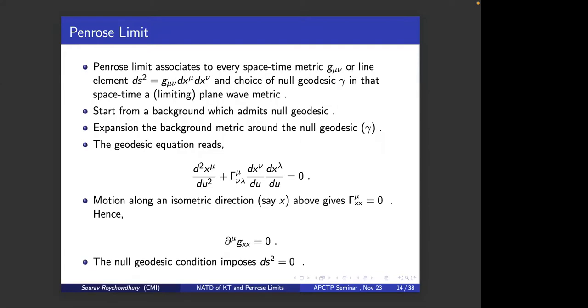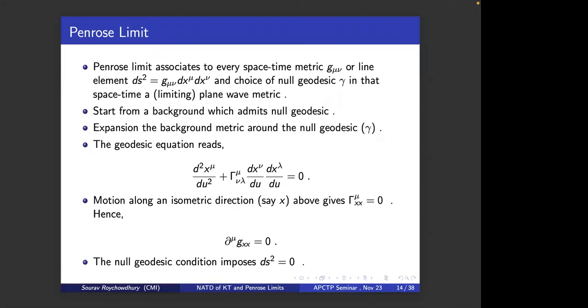Okay. So now the Penrose limit: for every spacetime, we have a metric or line element. First we choose a null geodesic, and we take the limit of the background around the null geodesic. That means we start with a generic background, with a metric or line element. First consider the null geodesics, meaning the background admits some null geodesic, and then expand the background metric around the null geodesics.